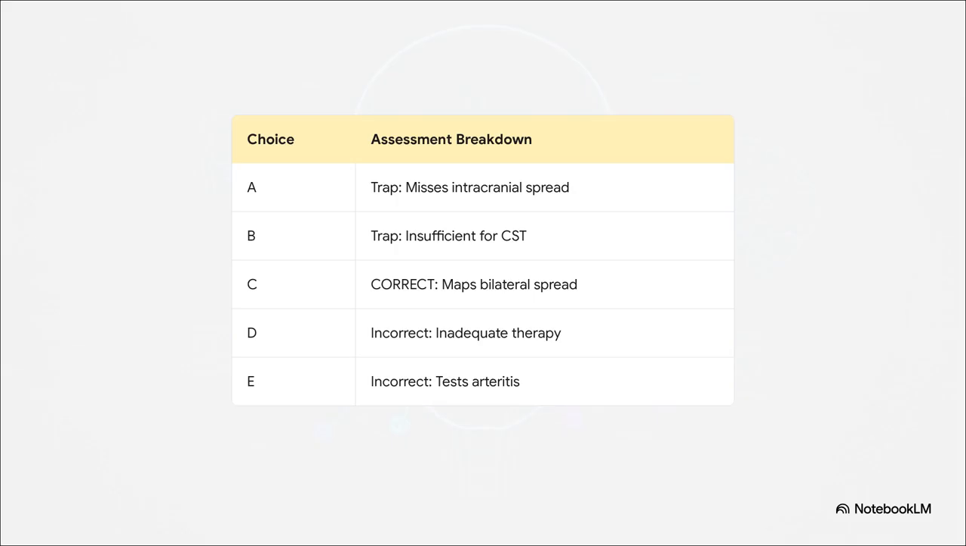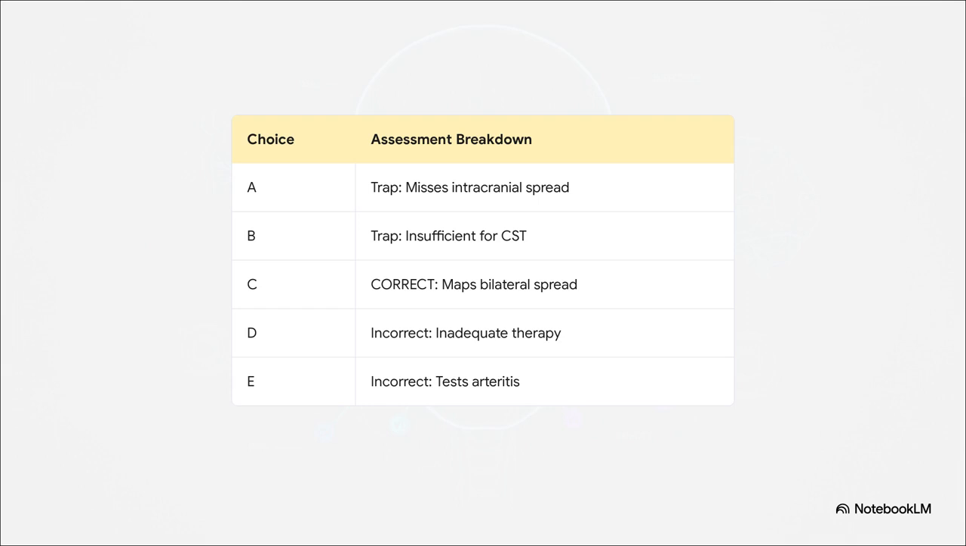Choice A is a dangerous trap. It's super tempting for a severe orbital cellulitis presenting with proptosis, but proceeding to local surgery completely misses the catastrophic intracranial spread. Choice B, a CT scan of the orbits, is the standard diagnostic step for orbital cellulitis, but it's entirely insufficient for visualizing a venous thrombosis in the cranial vault.